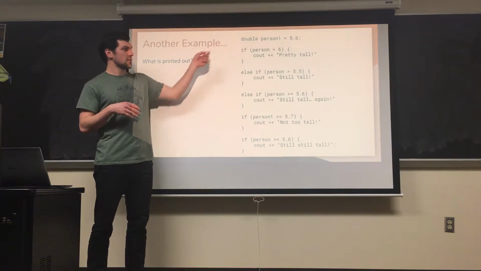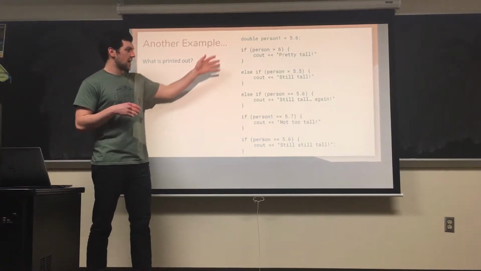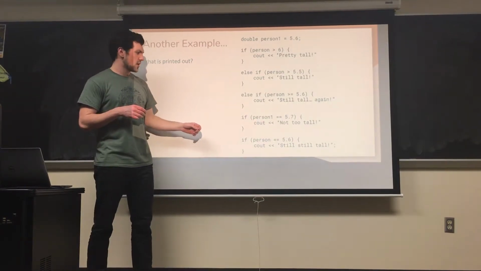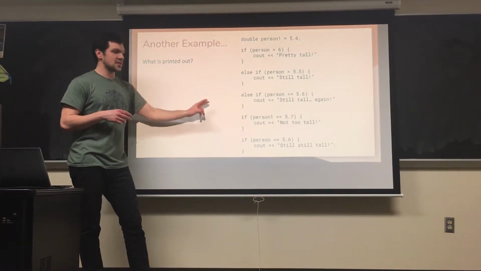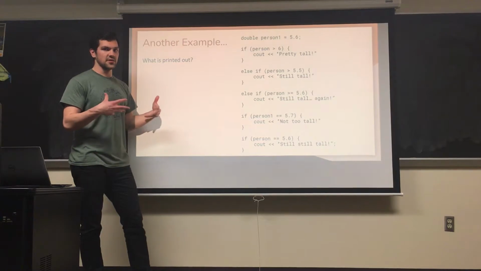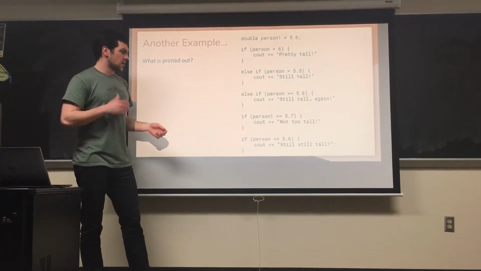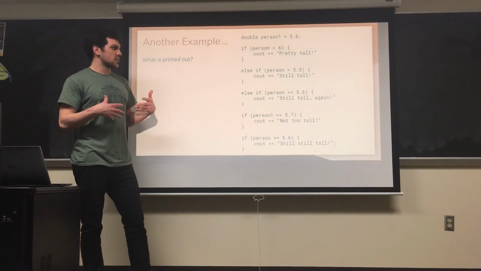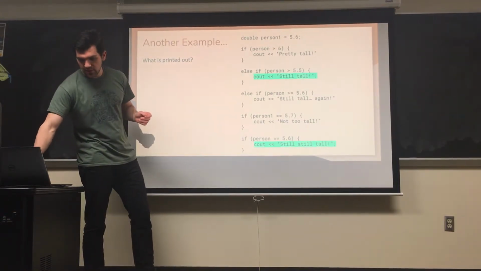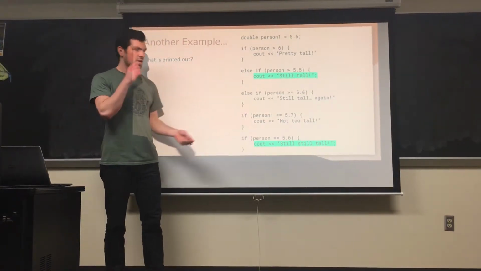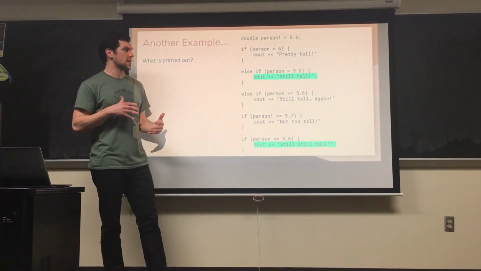We'll have our double person1 at 5.6 feet, and we'll have this conditional logic structure here, then two more if statements. So it's really best to think of if statements as separate conditional logic structures with the else if and the else inside of them. Thinking about what this would print out, if we go to the next slide, we can see that "still tall" and "still tall" at the very bottom would print out in this logic structure.